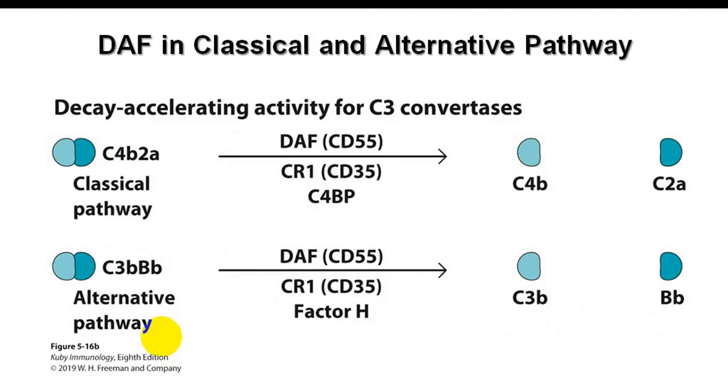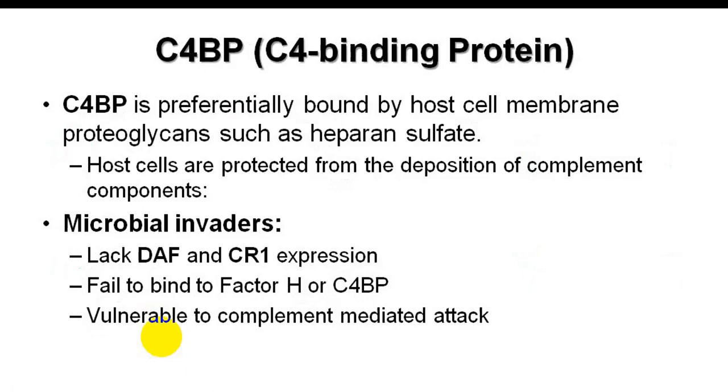So to summarize the decay accelerating activity in the classical and alternative pathways: in the classical pathway, decay accelerating factor together with CR1 and C4b binding protein breaks C4b2a into C4b and C2a. Whereas in the alternative pathway, the same decay accelerating factor together with factor H breaks C3bBb into C3b and Bb.